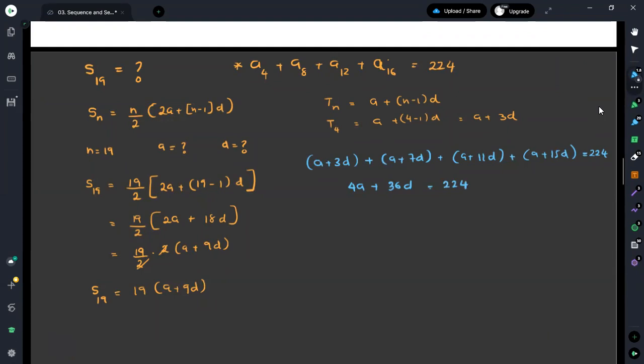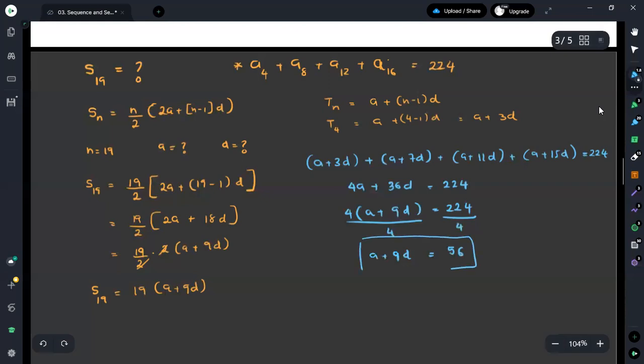What we need to find out is this A plus 9D. As soon as we see this equation, we can see that if we take 4 out of this quantity, then we can simply obtain A plus 9D inside the bracket. Then 4 times this quantity is equal to 224. Dividing both sides by 4, we get A plus 9D is equal to 56. Now we have obtained a quantity for A plus 9D.